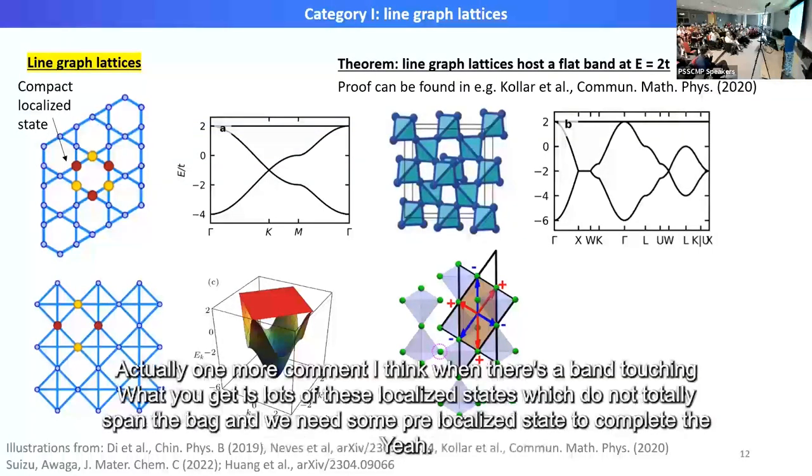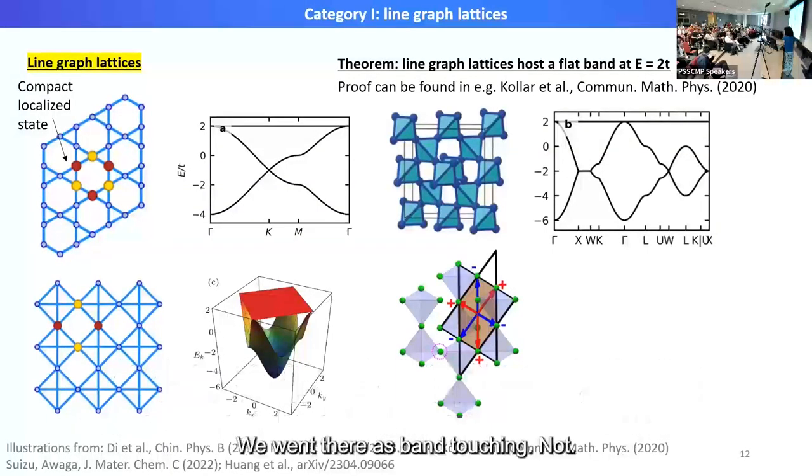One more comment. When there's a band touching, you get lots of these localized states which do not totally span the band, and you need some delocalized state to complete the basis. But when there's band touching, you get some.